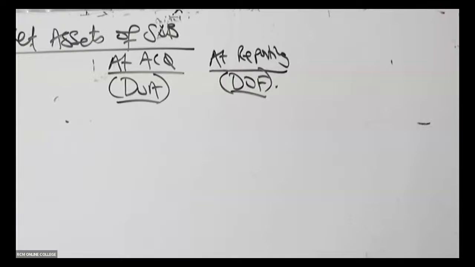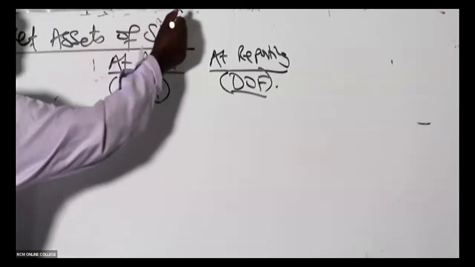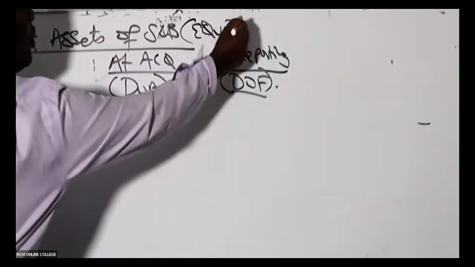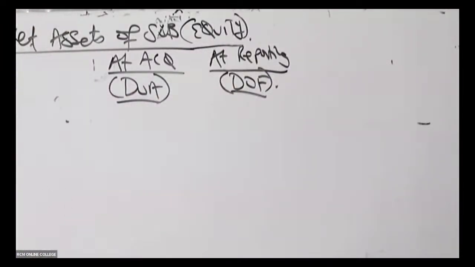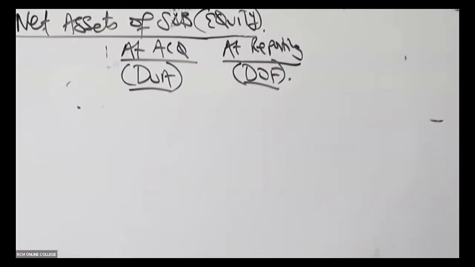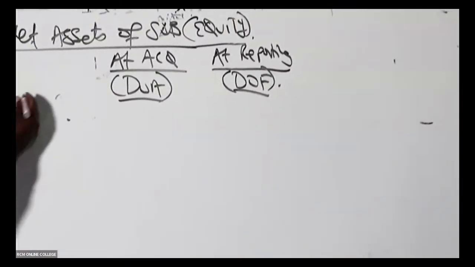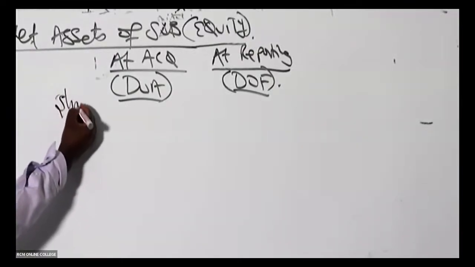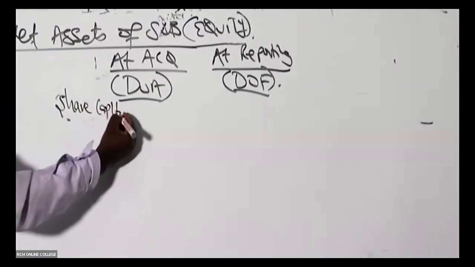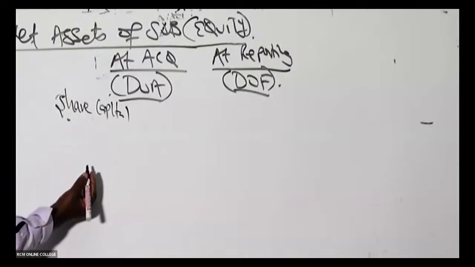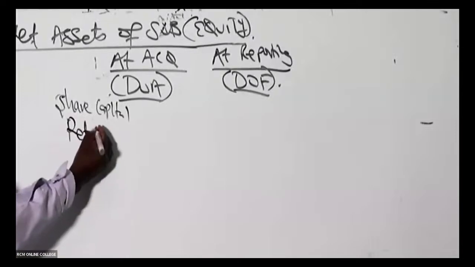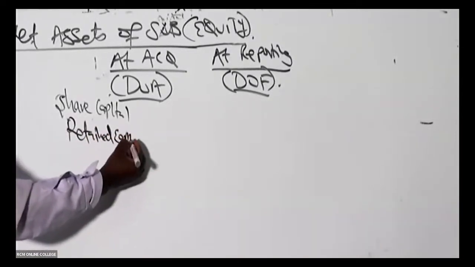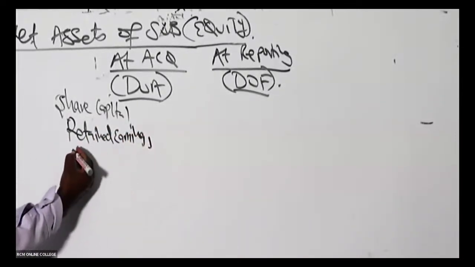Now remember, ladies and gentlemen, when we talk of net assets, we are looking at the equity components. Are you able to remember these equity components? For example, we have the share capital. This question doesn't have share premium. So we have retained earnings, and in this case, fair value.